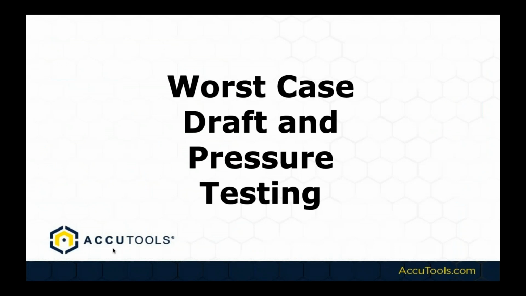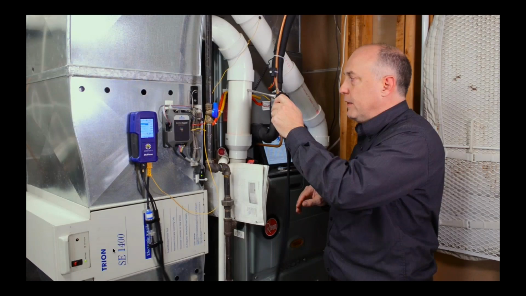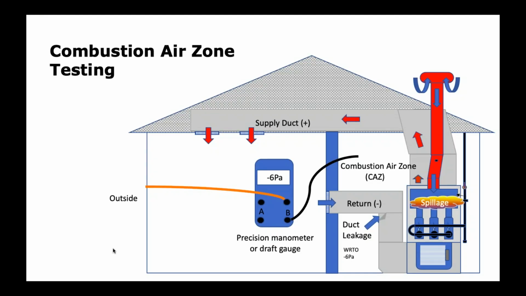The last thing I want to talk about is worst case draft testing and pressure testing. Again, a combustion analyzer is perfect for that. I'm measuring draft in my stack, and what we're trying to do is make sure that my combustion air zone with reference to outside is not going too negative. What I'm trying to avoid is the combustion being affected by pressures in the house. In this case, down here, I'm showing a return air duct leak, so we're sucking return air at negative 6 pascals. It's pulling the combustion air zone negative with respect to outside.